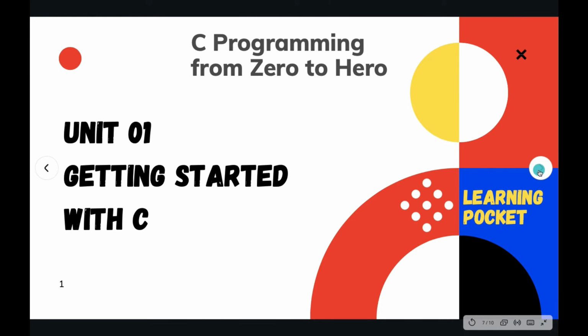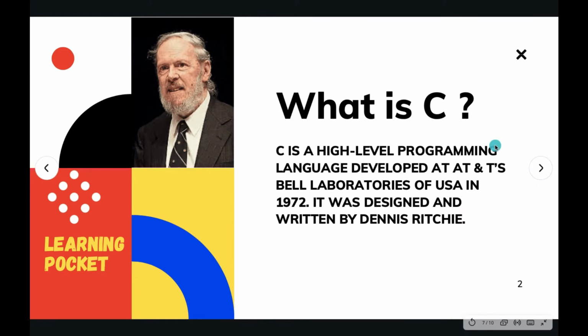So let us start. The very first question we get: what is C? C is a high level programming language developed at AT&T's Bell Laboratories in the US in 1972, and it was designed and written by Dennis Ritchie. Here he is, Dennis Ritchie. So it is a high level programming language developed in 1972 by this laboratory in the USA.